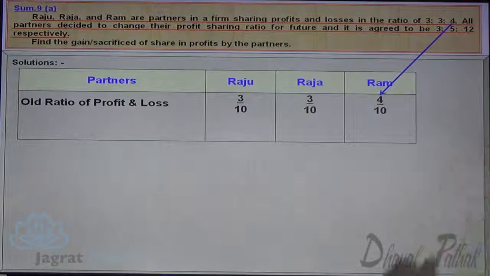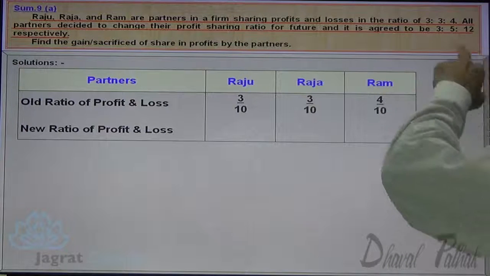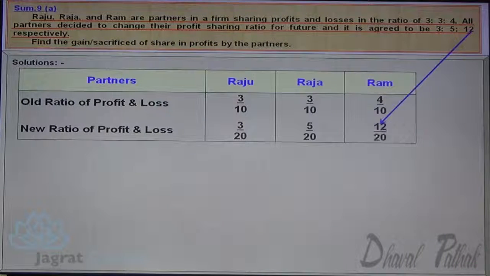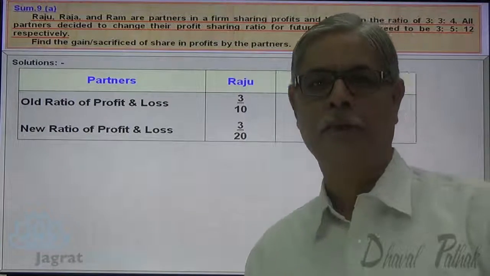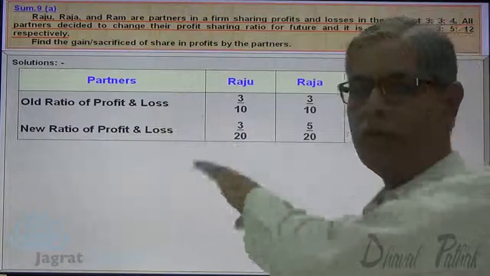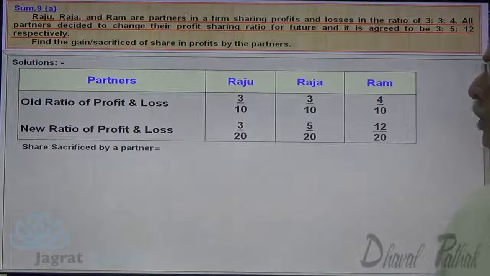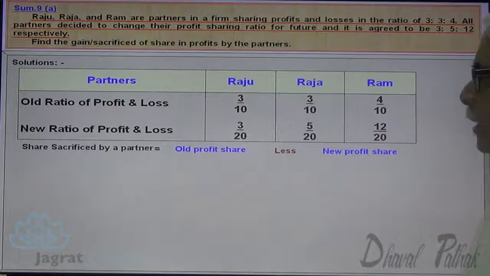3/10 and Ram 4/10. New profit sharing ratio 3:5:12. So 3/20. 3 plus 5 plus 12, 20. 5/20 and 12/20. This is how I have written the old share in profit and new share in profit, share in profit before reconstitution and share in profit after reconstitution. I want to use the sacrifice formula. So share sacrificed by a partner is equal to old share in profit less new profit share.